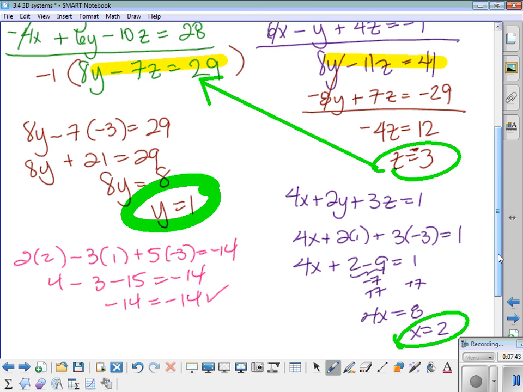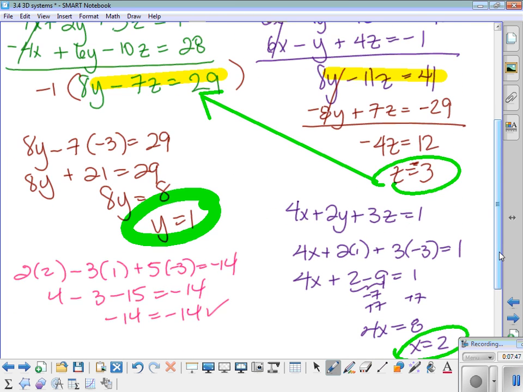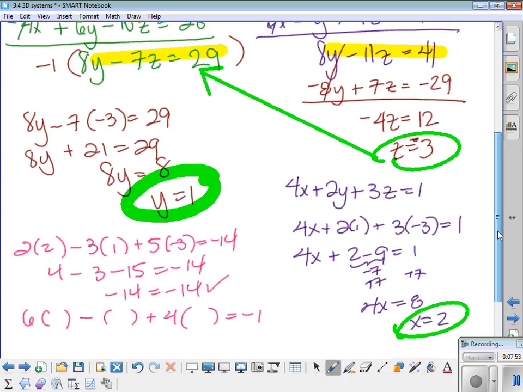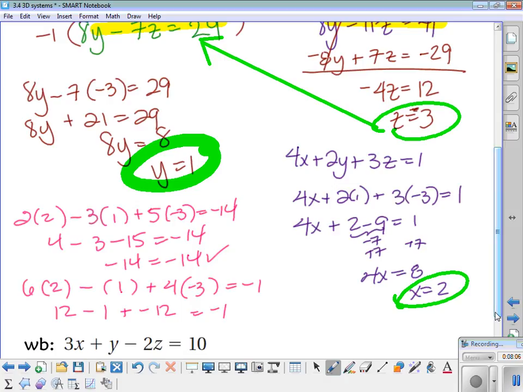And then the other equation that we had was 6x minus y plus 4z equals negative 1. So I put in my x, y, and z. 12 minus 1 plus negative 12 is negative 1. So you end up with negative 1 equal to negative 1. And it works.